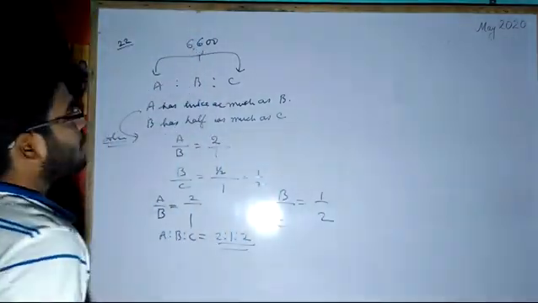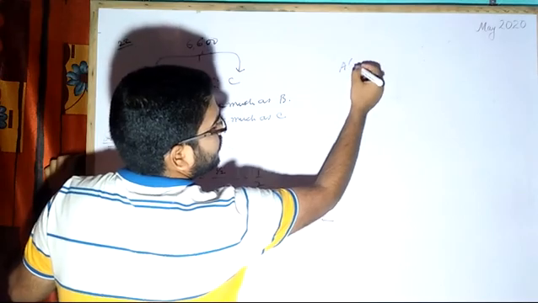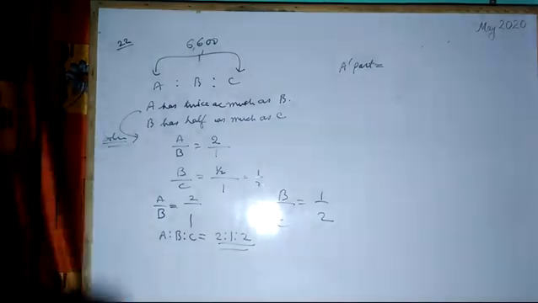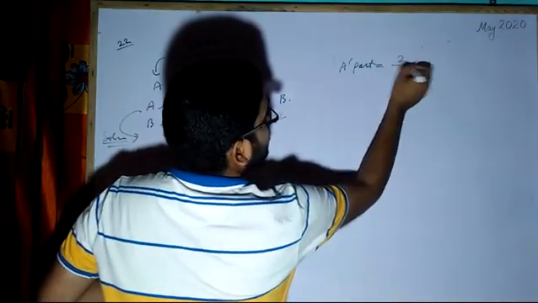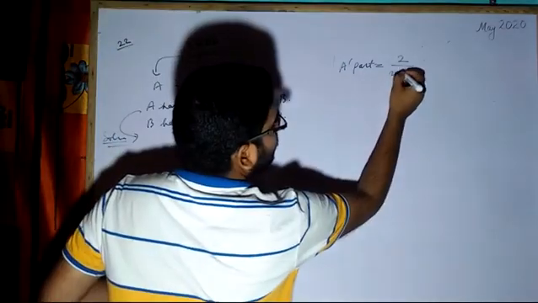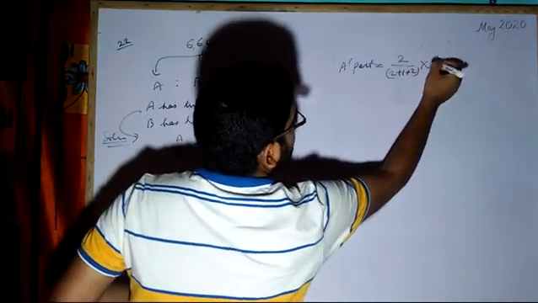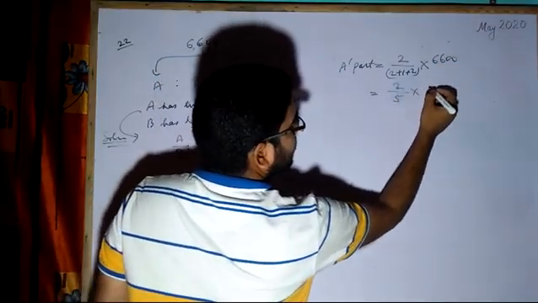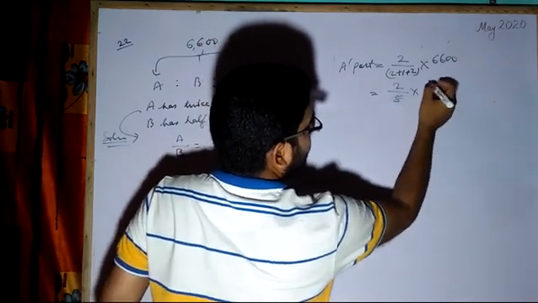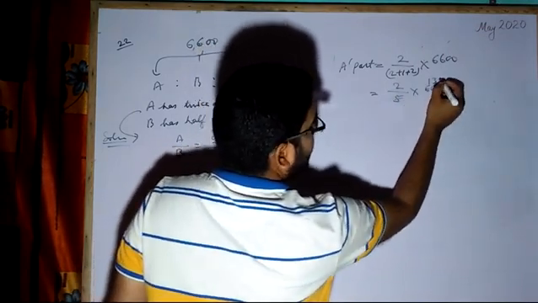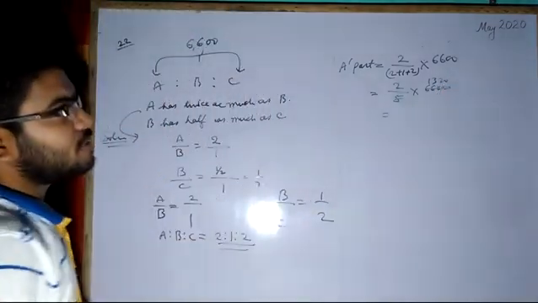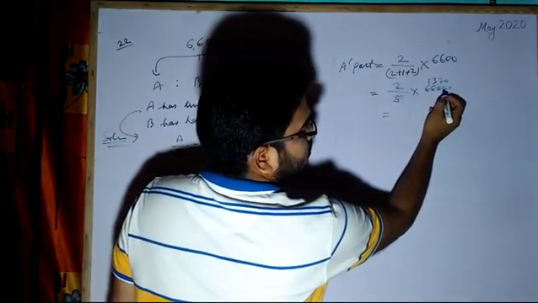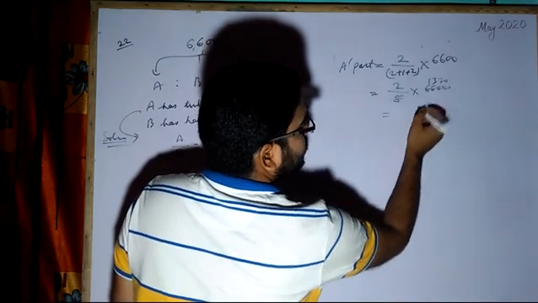So what we will do here, we will write A's part will be equal to, I have told you, A by A plus B plus C into the quantity. So A's part is 2, sum of the ratios 2 plus 1 plus 2, into 6600. So this will be equal to 2 by 5 into 6600. Calculate, 5 ones are 5, 5 threes are 15, 5 twos are 10. I think it is clear. Then it comes to 2640.